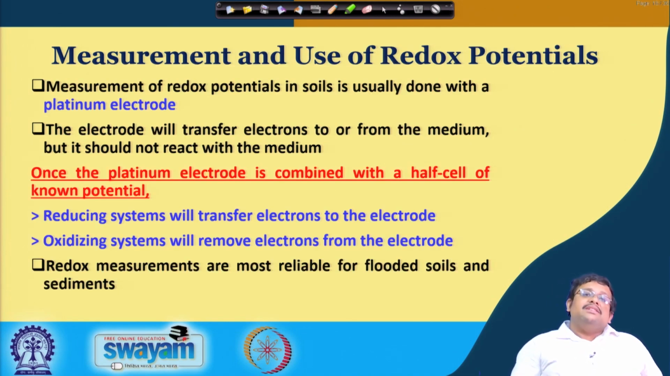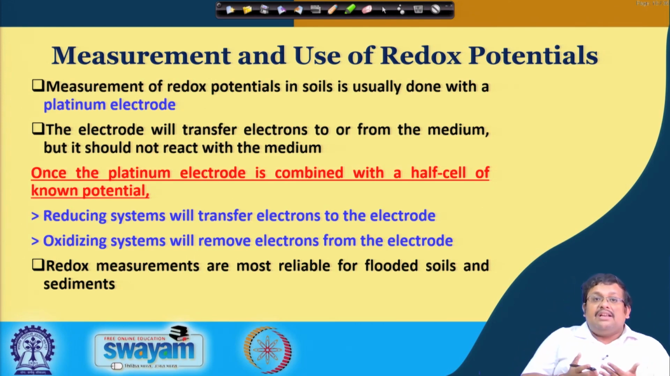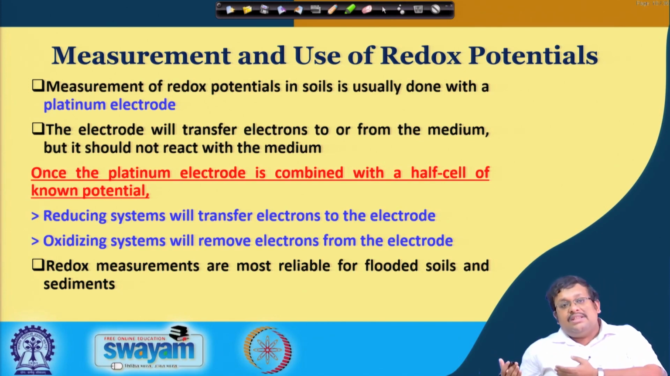So, generally in case of soil, the measurement of redox potential is usually done with a platinum electrode, and the electrode will transfer electrons to or from the medium, but it should not react with the medium. Remember that once the platinum electrode is combined with a half cell of known potential, a reducing system will transfer electrons to the electrode. However, vice versa, in case of an oxidized system, it will remove electrons from the electrode.